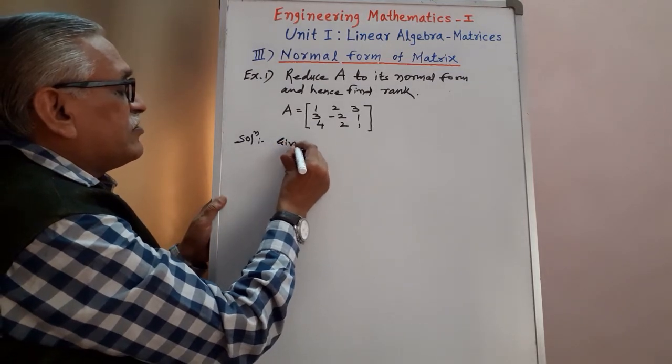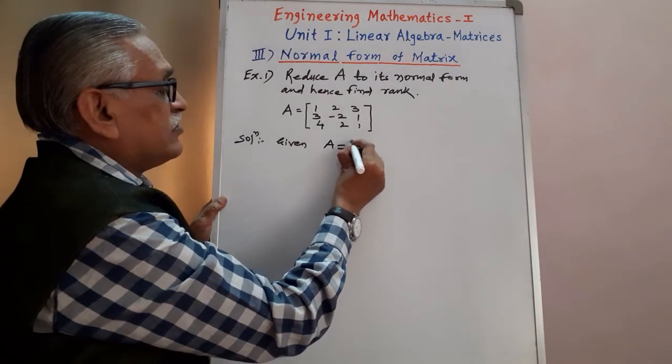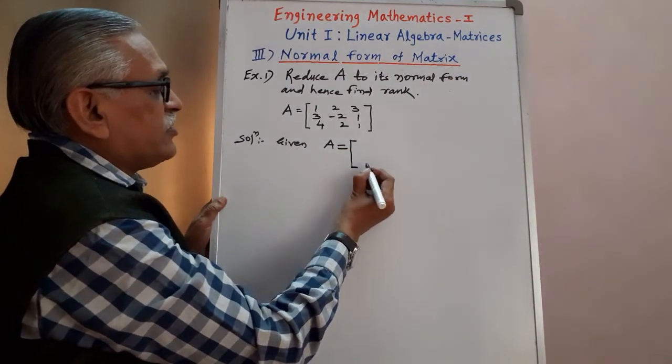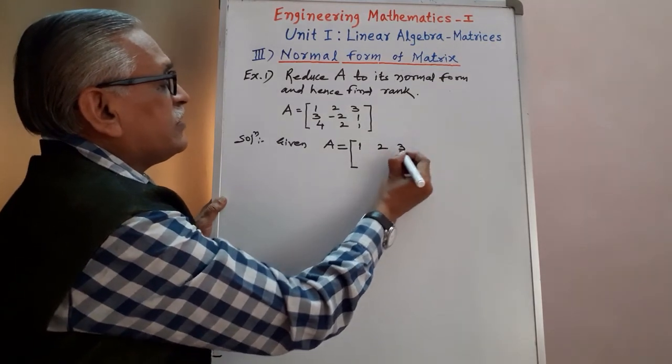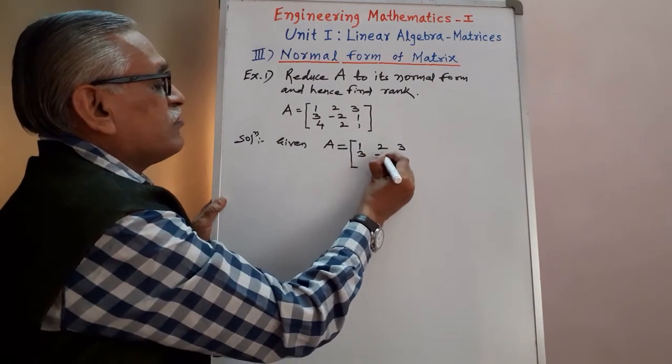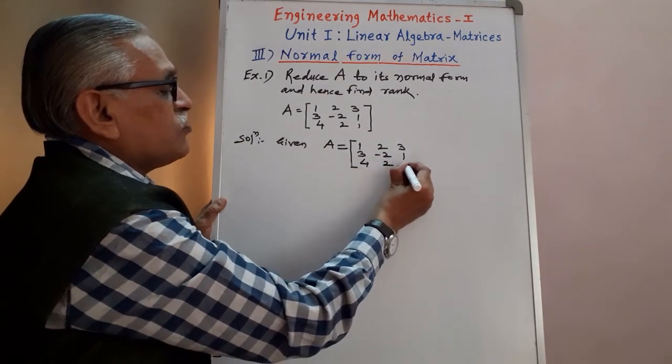The given matrix A has 3 rows and 3 columns. The elements are 1, 2, 3; 3, minus 2, 1; 4, 2, 1.